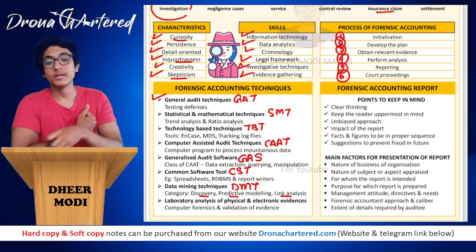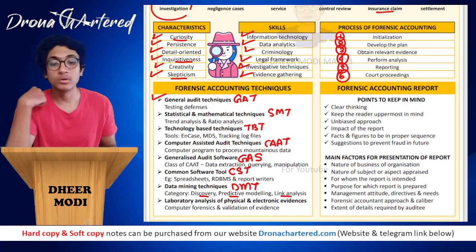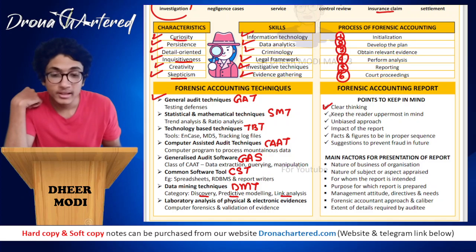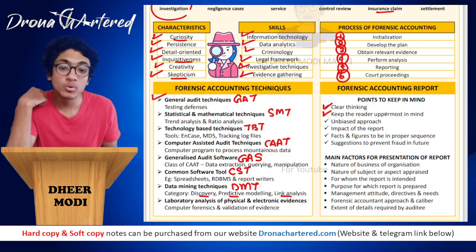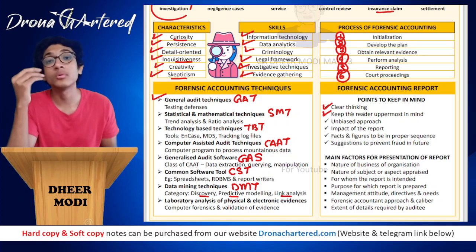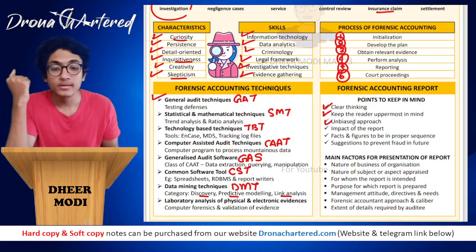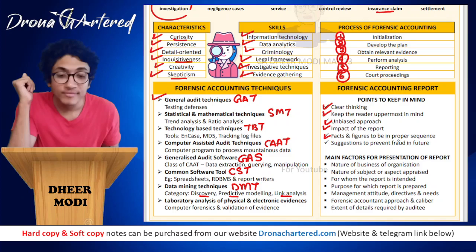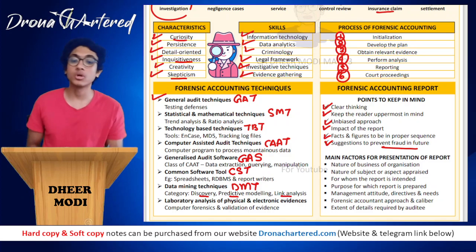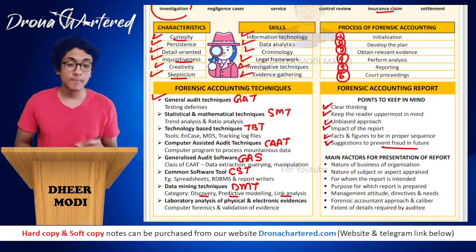Okay, next is your forensic accounting report. So points to be kept in mind: clear thinking, keep the reader uppermost in mind. Okay, so you have to check who the reader is. Next is it should be an unbiased approach. Impact of the report should be given. Facts and figures to be in proper sequence. And last is suggestions to prevent fraud in the future. All of these points you have to keep in mind.